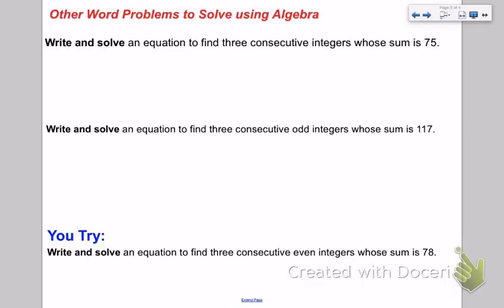Hi guys, and this is the second video for topic 6, literal equations. So for this one, we are going to use our knowledge to solve word problems using algebra.